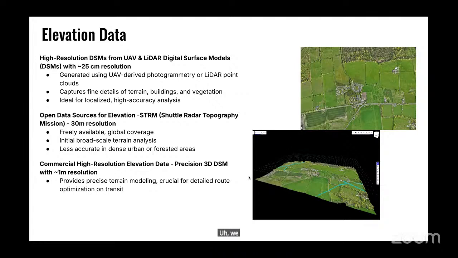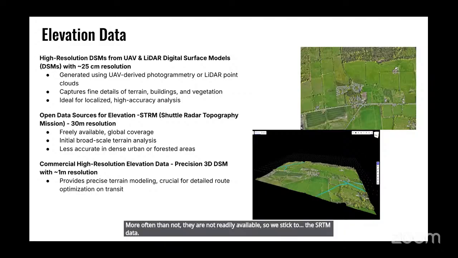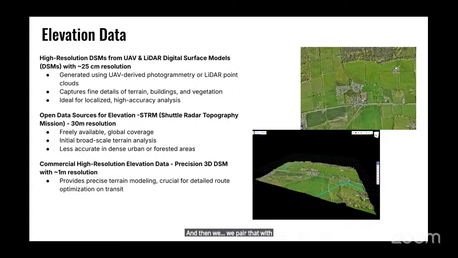We also use some form of LiDAR data, but that is largely in regions where they are available. And in Africa, more often than not, they are not readily available. So we stick to the SRTM data, and then we pair that with the UAV data set.